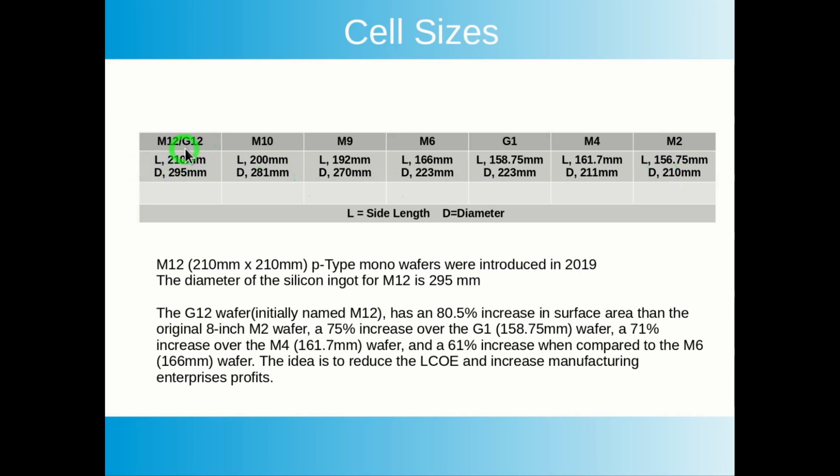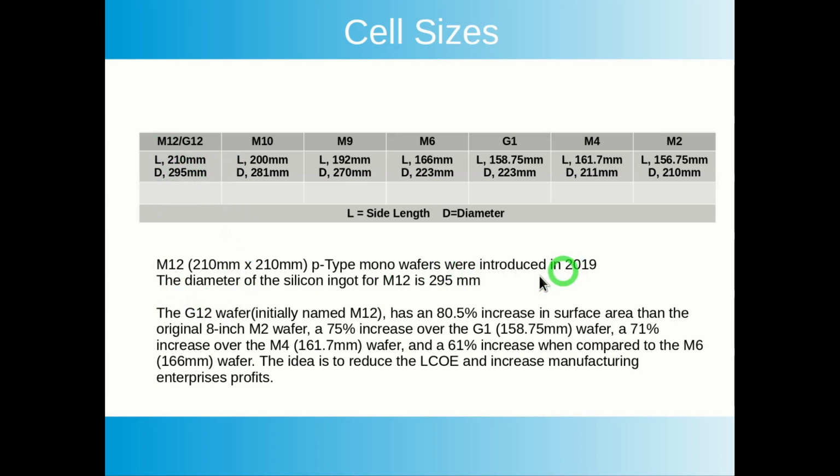It's a square solar cell, and the length is one of the sides, and the diameter is diagonal across. The diameter is the diameter of the ingot that is required to make this solar cell. So basically, what's important is actually the length. So it's length, and then if you square the length, you will get the area, unless the corners are cut.